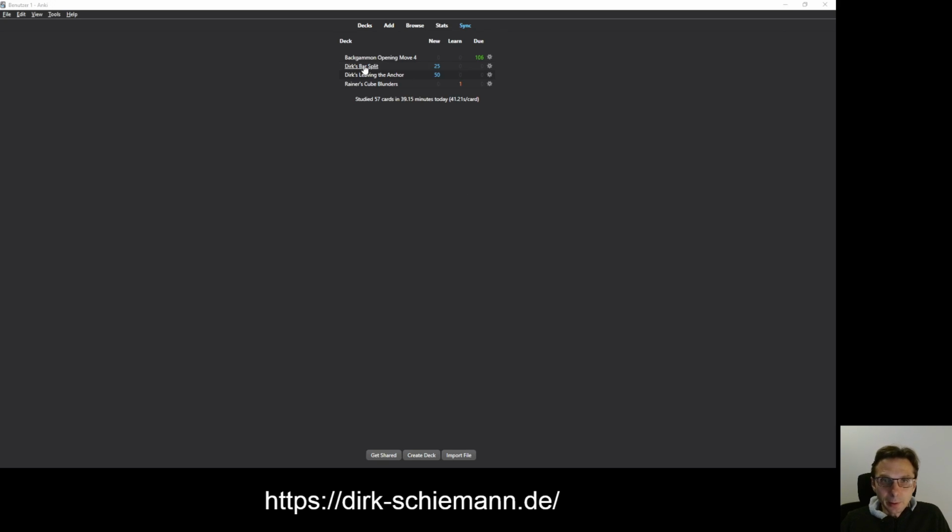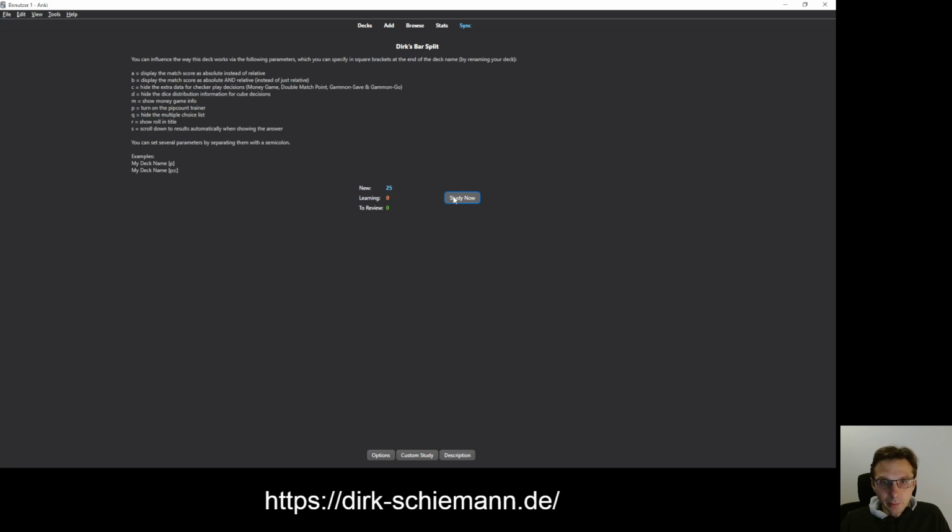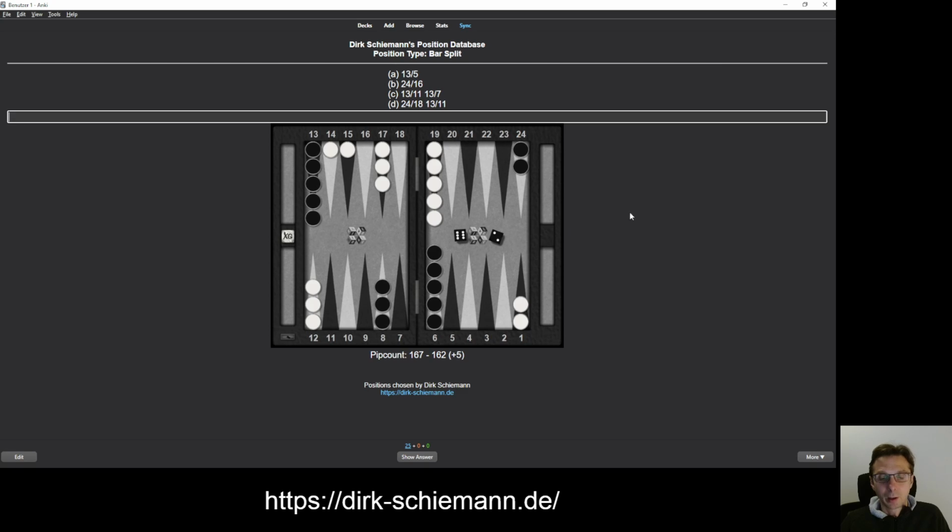So the deck is called Dirk's Bar Split. I'll open it and click Study Now, and the first position appears. You see the position and some options for how to move the 6-2. We have here option A, slotting the 5 point, running out to the 16, bringing 2 men down, or splitting. One of the options in this deck will always be splitting to the bar. And in this case, shall we split to the bar? And the answer is clearly yes.